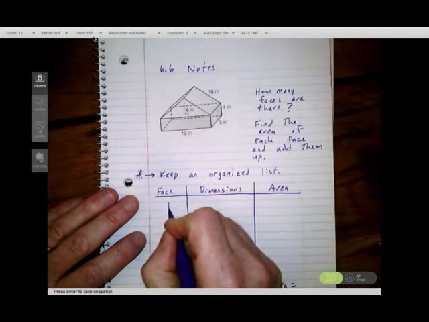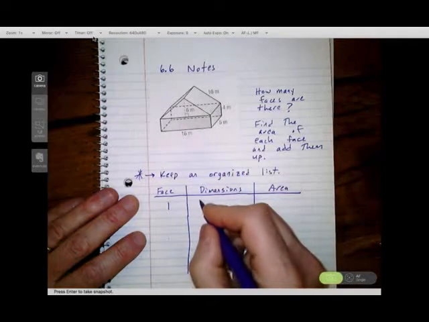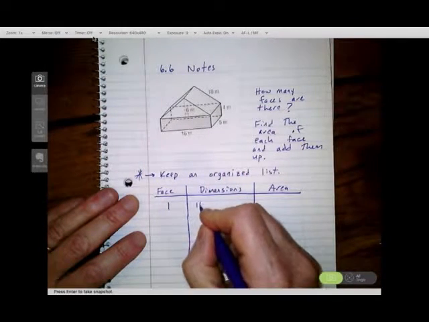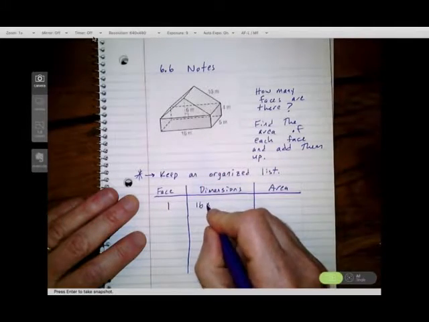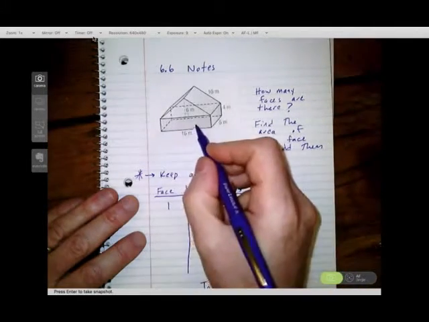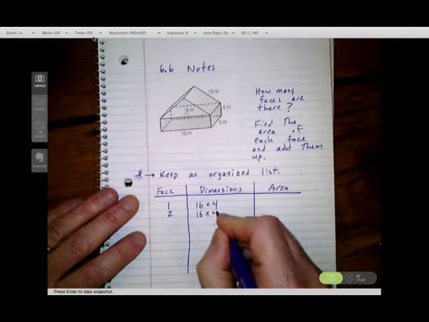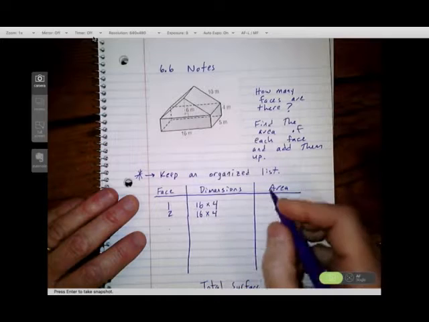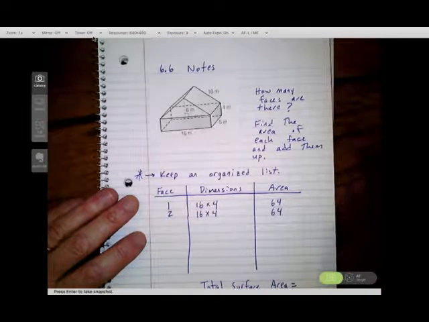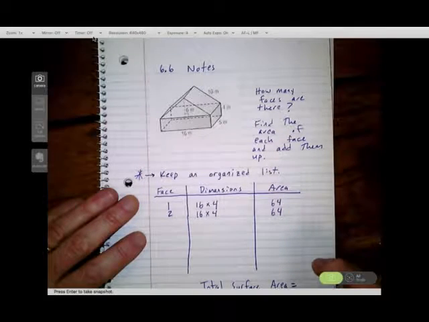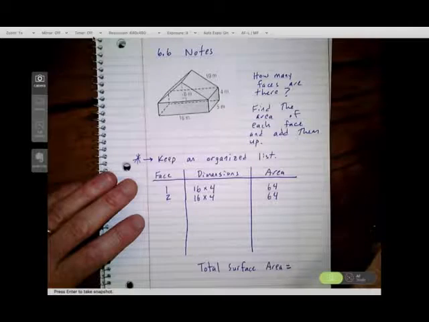So face number 1, I'm going to call that the front of the box here. Its dimensions are 16 length and 4 tall, so 16 by 4. There's face number 1. Face number 2 is the same thing, but it's in the back, 16 times 4. Now the area of each of those, 16 times 4, is 64 square meters. Again, we're just going to keep a running total here. We'll add them up at the end, and then we're all set.